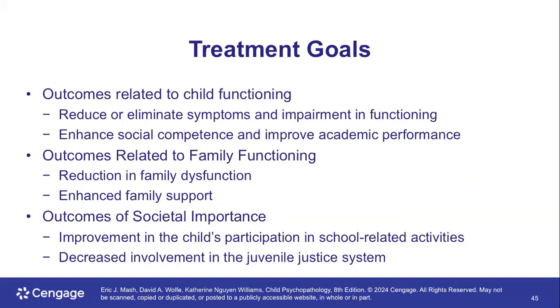Now, our treatment goals, we can have goals linked to the child, linked to the family, or linked to society. So a couple of the goals we might have related to a child's function is to either reduce or eliminate symptoms of impairment. So that's the negative. We want to remove any form of dysfunction or maladaptive experience. And then on the positive side, we want to enhance or increase social competence and improve academic performance. So these are just a couple goals linked to the child.